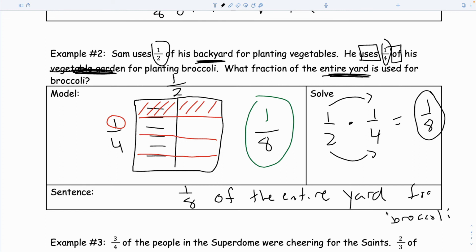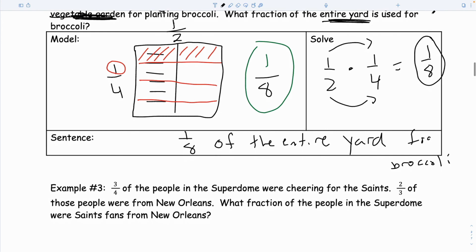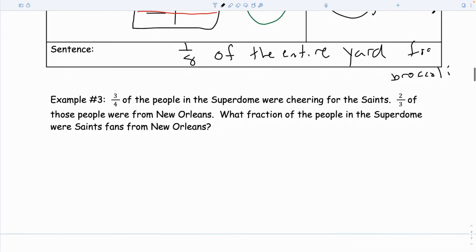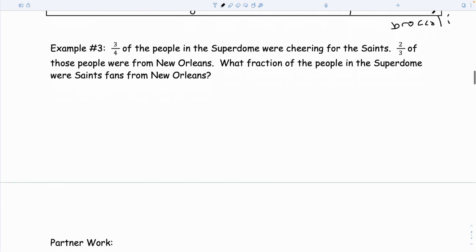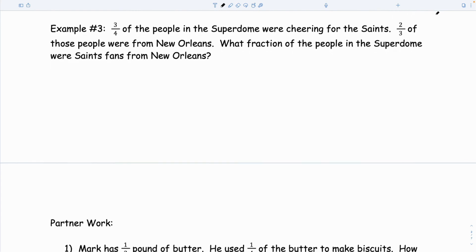The hardest part about these problems is really just deciding what the label is at times, because there are 2 things that could confuse you. Aiden, you got that label? For what? Beautiful. Example 3. Read it for me, Nora.